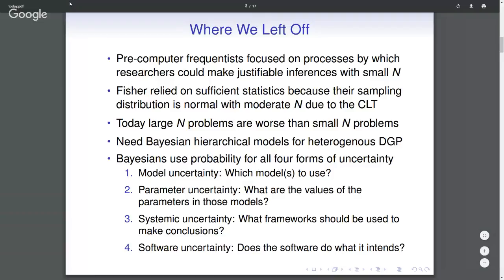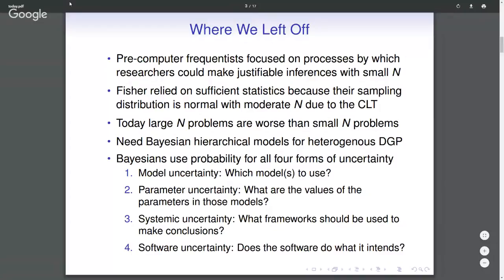Where did we leave off on Tuesday? Well, we were telling the somewhat revisionist history of quantitative analysis up to Fisher, basically. And pre-computer frequentists like Fisher were focused on the empirical challenges they faced at that time, which was analyzing and coming up with some at least internally coherent way of estimating stuff for researchers.